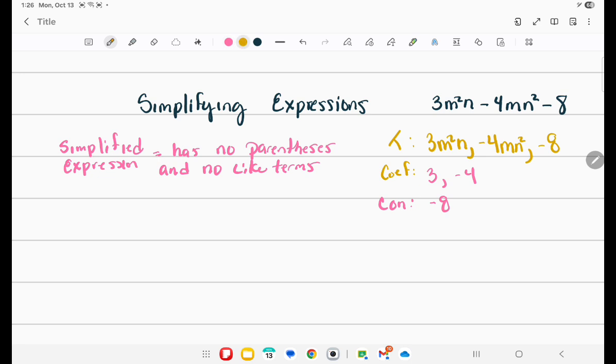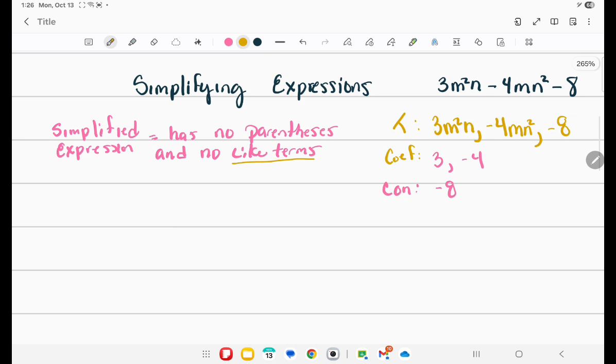We know what everything means. We know what the parentheses are, but we have to go over what like terms are. That's what we started today, and we're going to stop on that as well. All right, here we go. Let's talk about like terms.